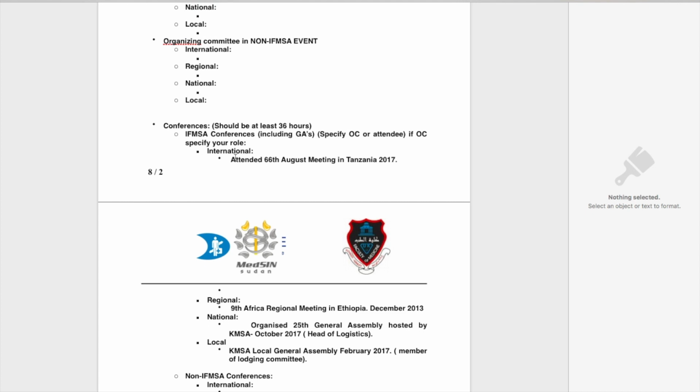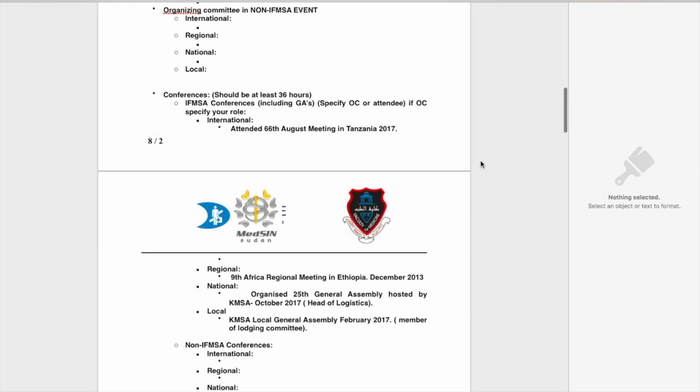All right, so IFMSA conferences including GAs, specify OC or attendee. If OC, specify your role. So basically, you have to fill in the conference. You'd have to type in what the conference was about, the conference's name, where it was, when it was, and whether you just attended or were part of the organizing committee. And if you were part of the organizing committee, then what was your part? Specify your role. So these are examples.